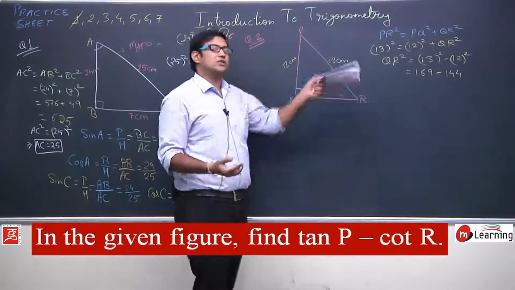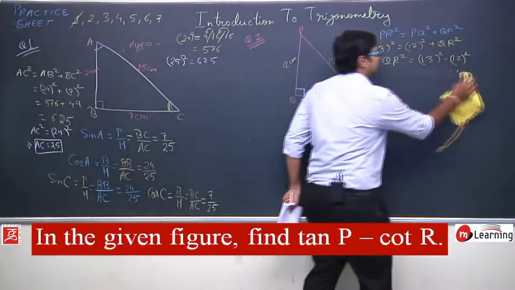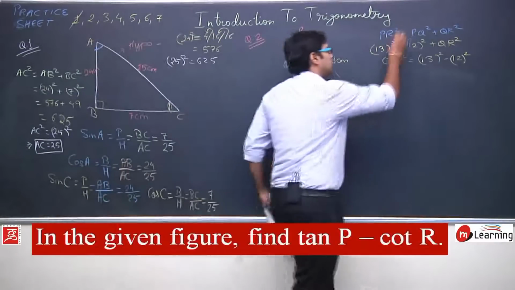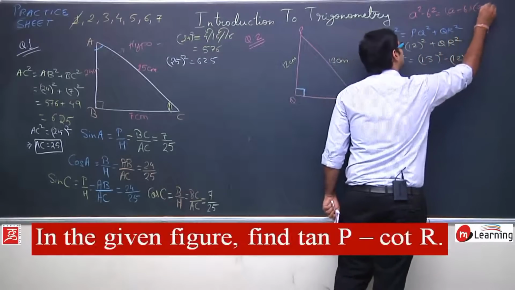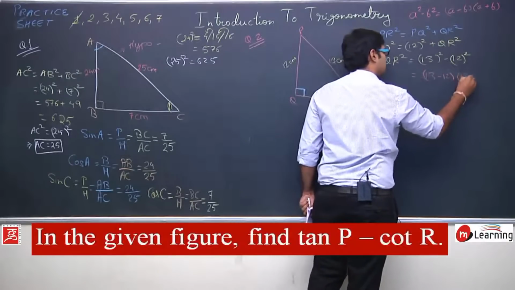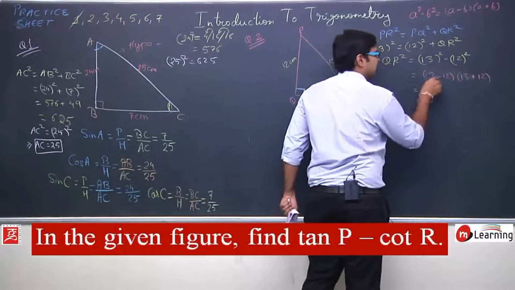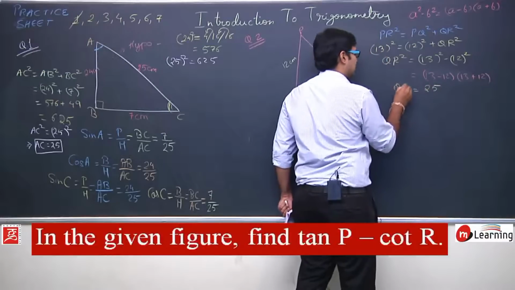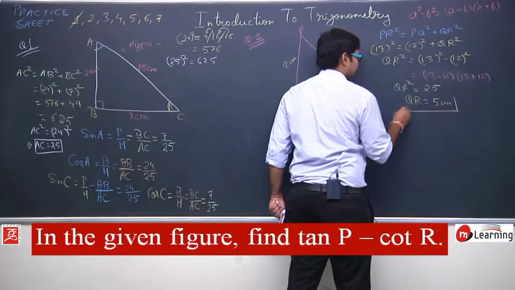Or if you do not know the square of 13 and 12, what you can do is you can go the other way. What I can see is that 13 square minus 12 square is similar to a square minus b square. A square minus b square is (a minus b) into (a plus b). So I can write this as 13 minus 12 into 13 plus 12, that is 1 into 25. So this will give you 25. So this is QR square. So QR will be equal to 5 centimeters.